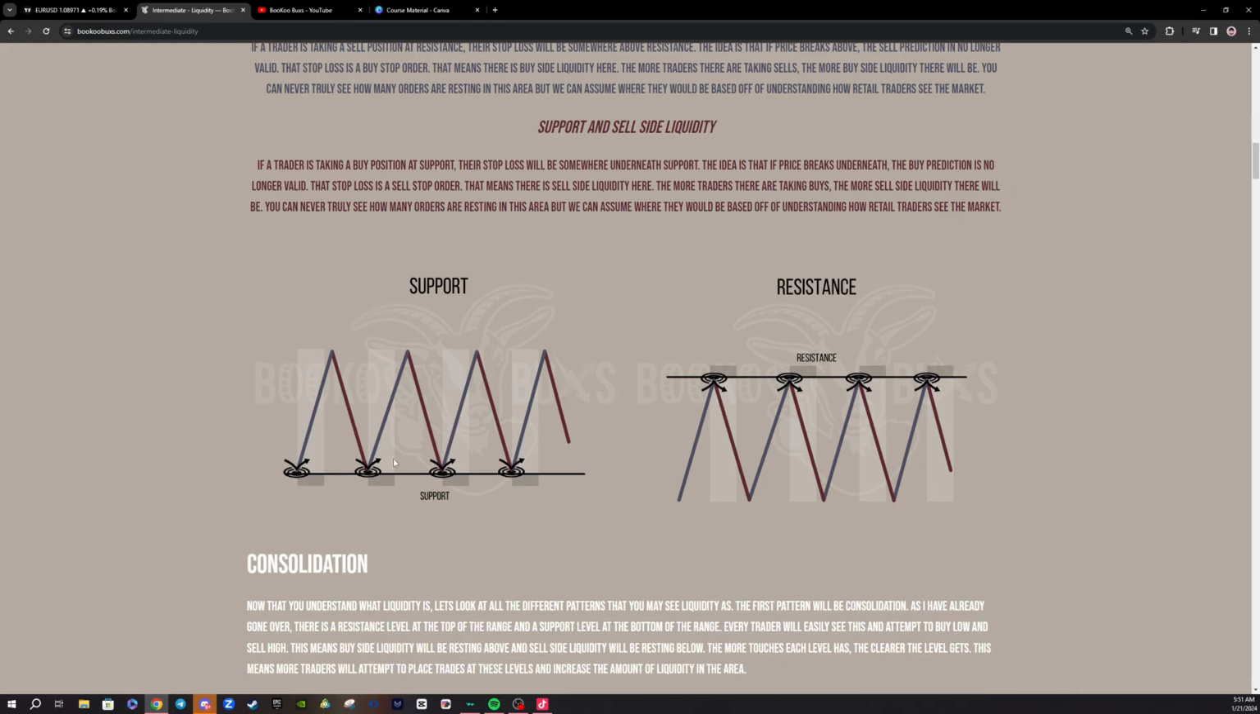So the same thing but the opposite. If there is a very clear support line, there's going to be a lot of traders that see it. And the more traders that see it, the more traders that are going to buy from support. And the more people that are buying from support, the more stop losses there will be underneath those lows, slash, support. Those stop losses that we are picturing, we cannot see them, but we can have an idea where they would be. That is what sell side liquidity is.